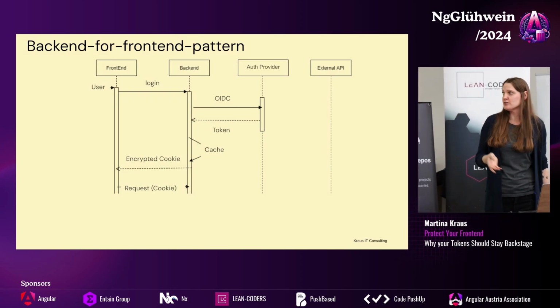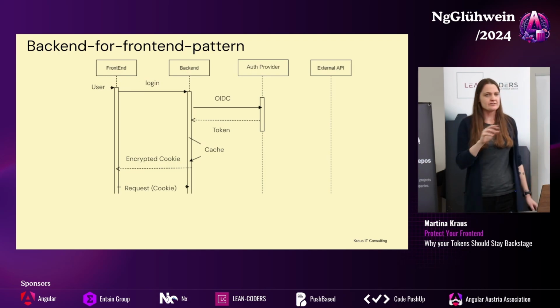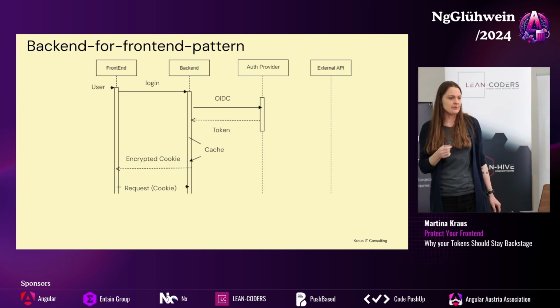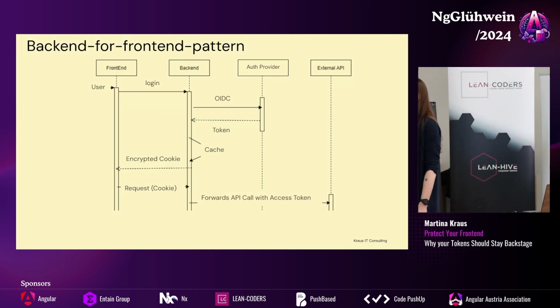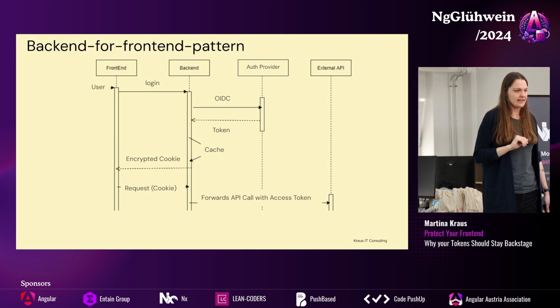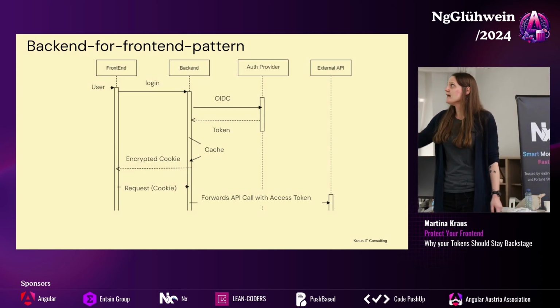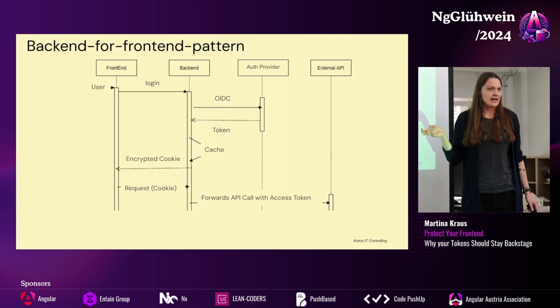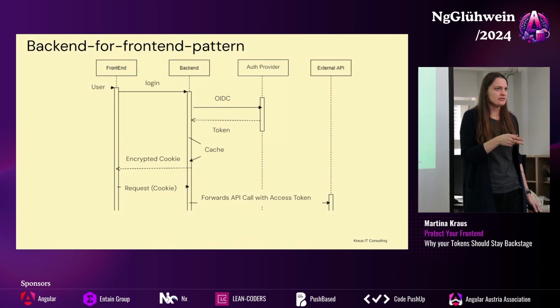The backend for frontend retrieves the token either out of the cookie or out of the database and forwards the API call to the external API and adds it inside the authorization header. So there's nothing to do inside the external APIs. There's actually just two things you need to change.